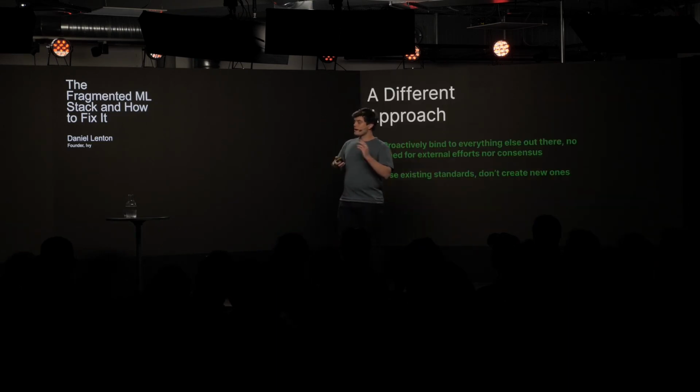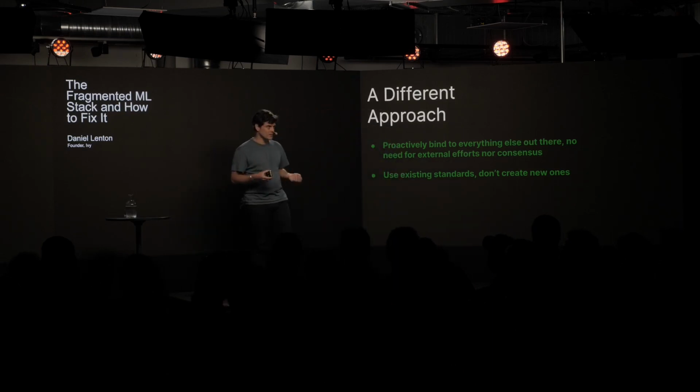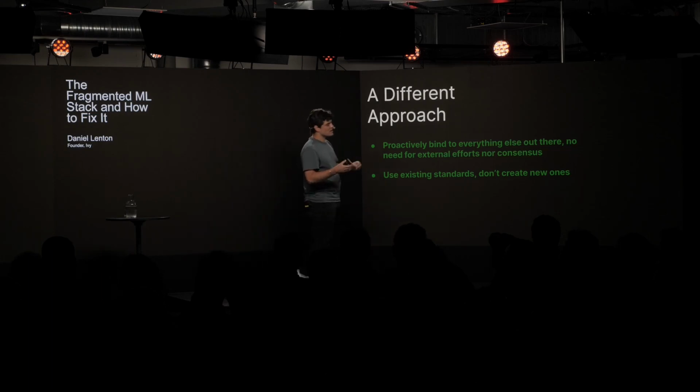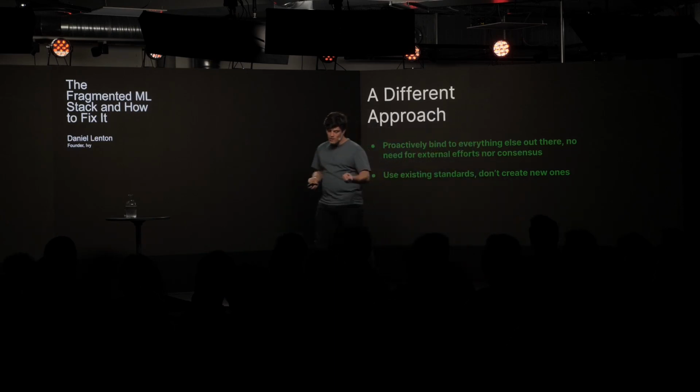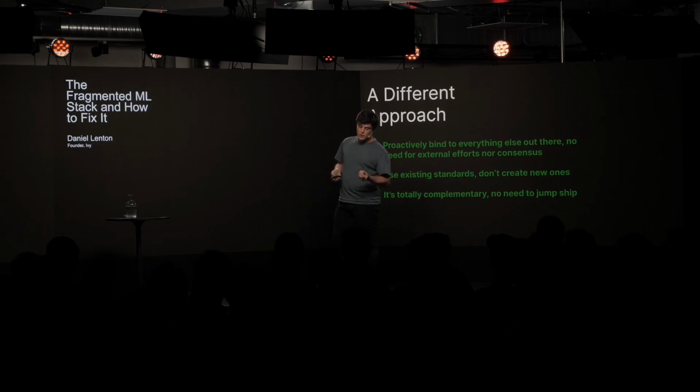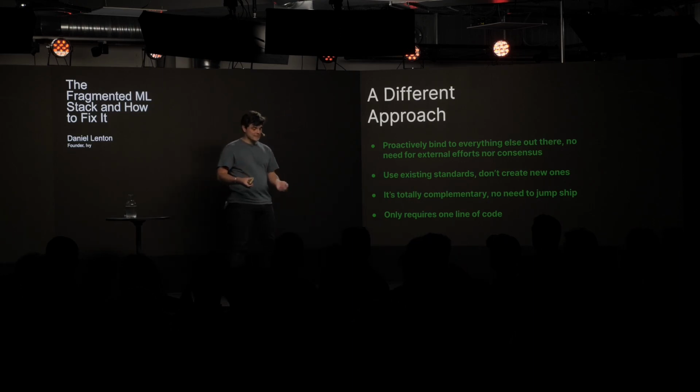Another thing is that you should use existing standards, don't create new ones. So we are adhering to the Array API standard by Quansight, which is the standard agreed upon by TensorFlow, PyTorch, NumPy, and NumFOCUS and so on, so that the industry standard is what we're building around. We're not creating a new one. Also, we're building something that's totally complementary, so no need for any end users to jump ship to a new thing. It should just seamlessly work in the existing stack with no friction. It only requires one line of code.